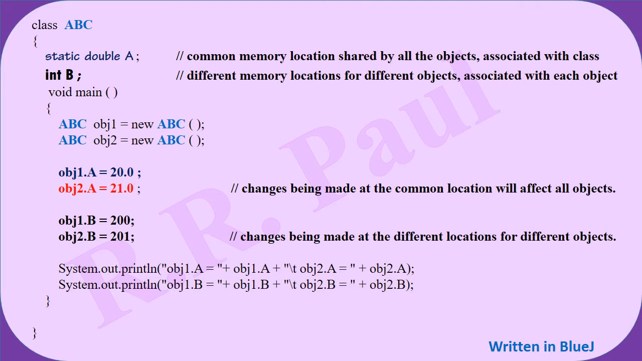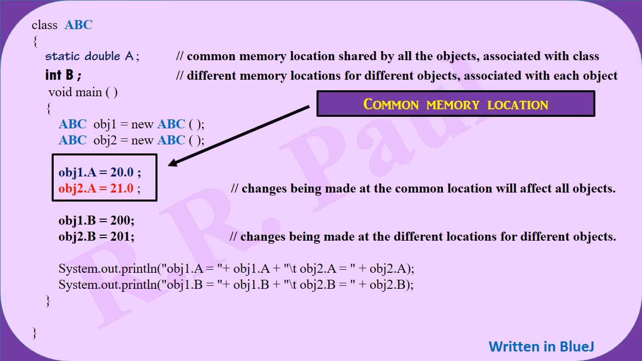Let us go through this example. We have two data members. One is static type AA, another one is non-static integer type B. We are creating two objects, obj1 and obj2, and through these two objects we are trying to control the static data member. Through one object we are storing 20.0 in it, and through object 2 we are storing 21.0 in it. Remember, the changes are being made at the same common location which is being pointed towards by both the objects.